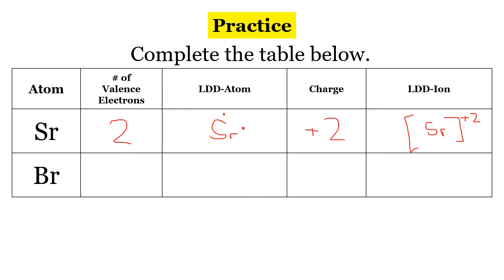Bromine is in group 7A, so it has 7 valence electrons. We draw out our atom, it's going to look just like this. Okay. Bromine only needs 1 more electron, so it's going to pick up an additional electron. It's going to have a charge of -1. And then when we draw out our ion, it's going to have a total of 8 dots. And then our charge will go on the outside. And that was a quick recap of valence electrons, charge, and Lewis diagrams.